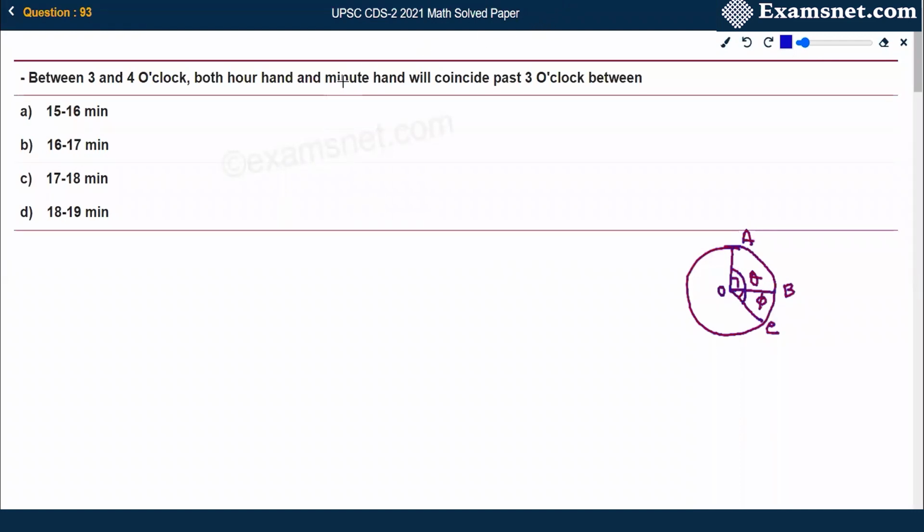In question number 93, we are given the question: between 3 and 4 o'clock, both hour hand and minute hand will coincide past 3 o'clock between when? So look at this picture. I have already drawn a clock. So here angle AOB is 90 degree. So angle AOC, that is theta, is 90 degree plus phi. Here theta denotes the angle traveled by minute hand.